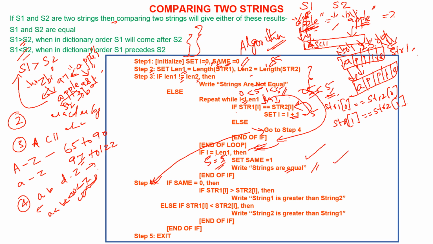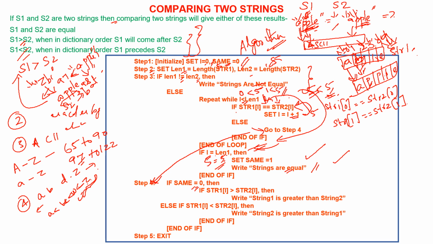Okay. So you have got the first condition. Next you have to check the other two conditions. Suppose any one string is different. If I'm taking A, B, P, L, E, so B and P are different. Now it checks whether S1 is greater than S2 or S1 is less than S2. For that, it checks the condition again.